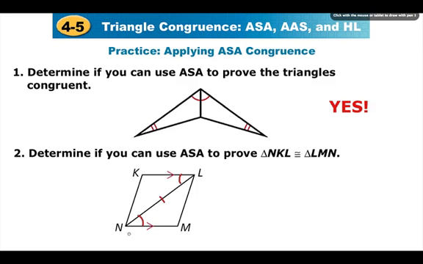So if these lines were parallel, then you can say that this angle is congruent to this angle. But you're not given that. So that's why, in this case, there's not enough information for us to determine that these two triangles are congruent by angle side angle. Okay? Next slide.